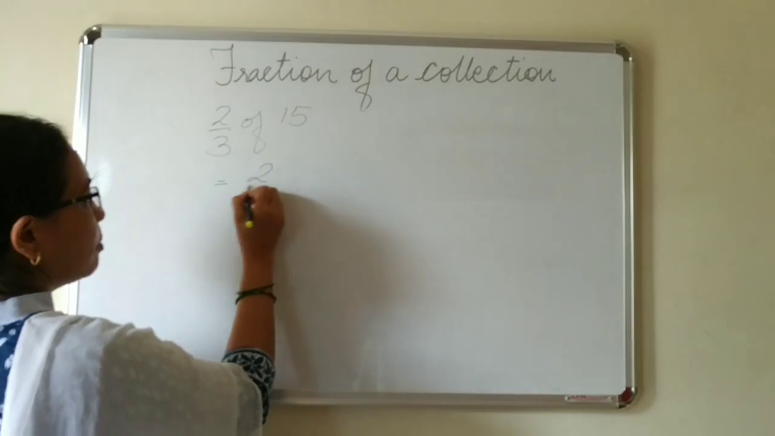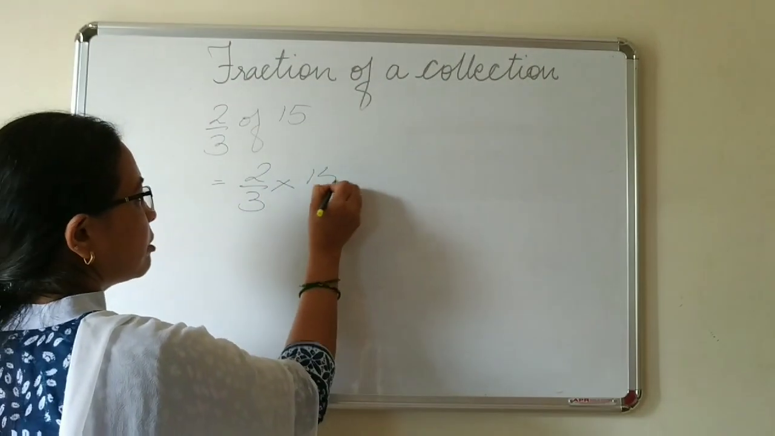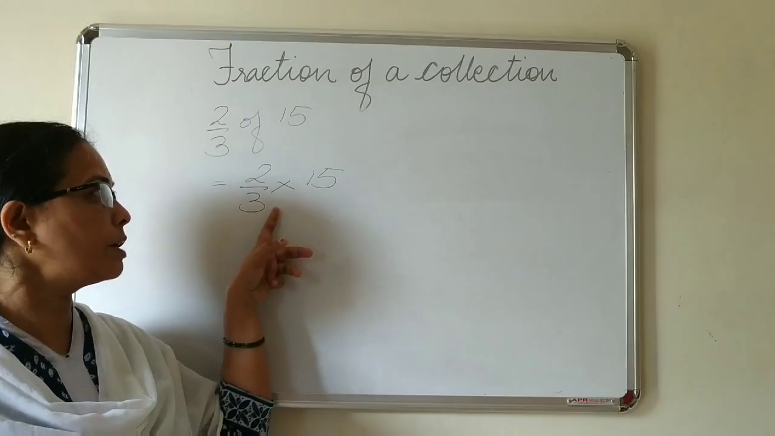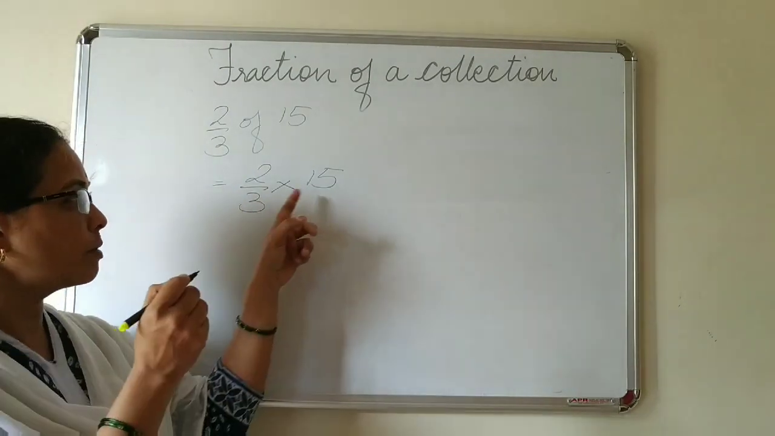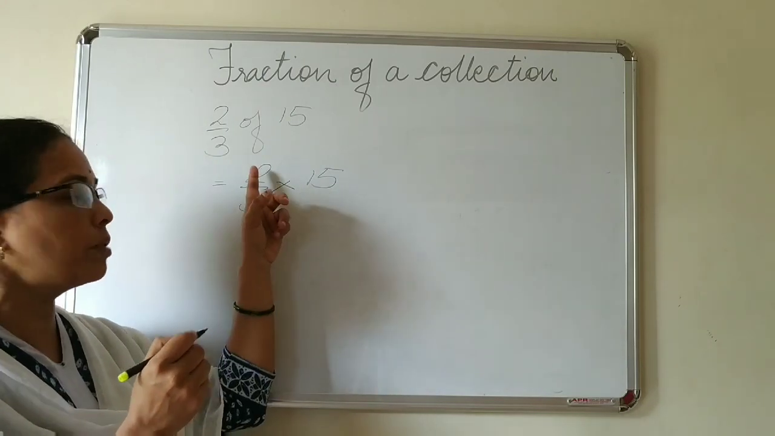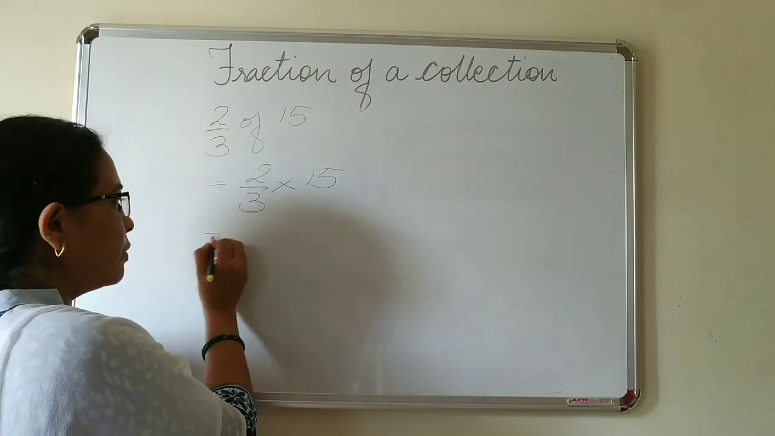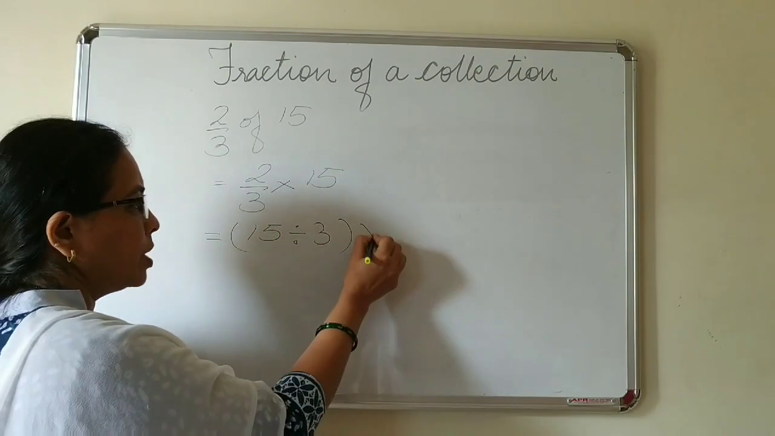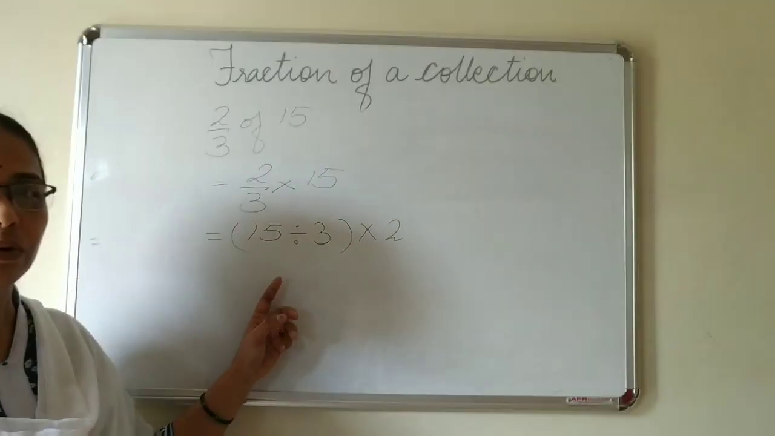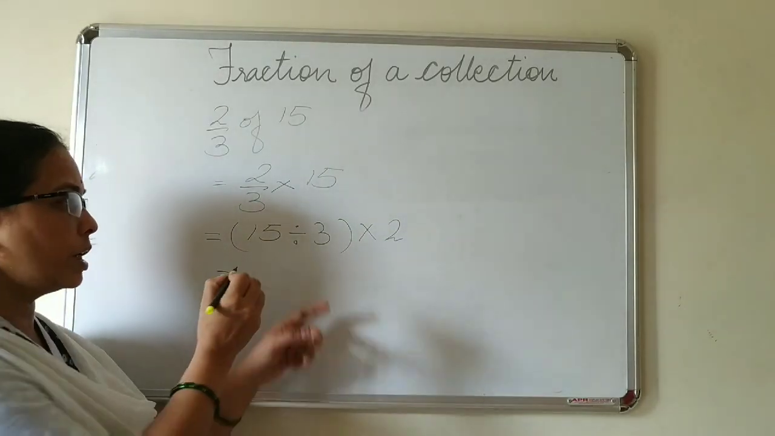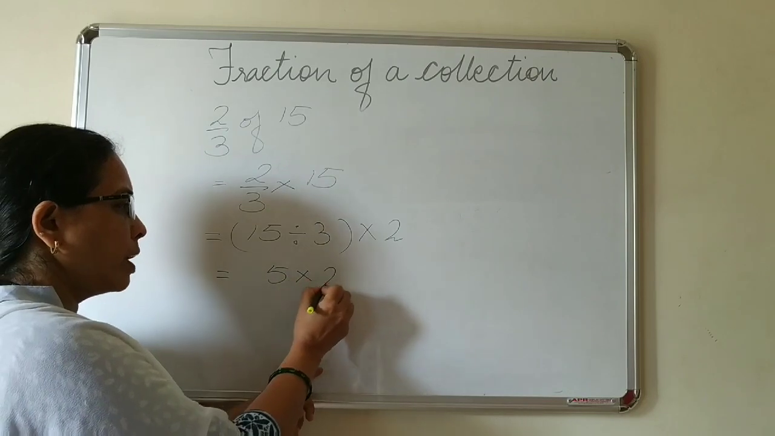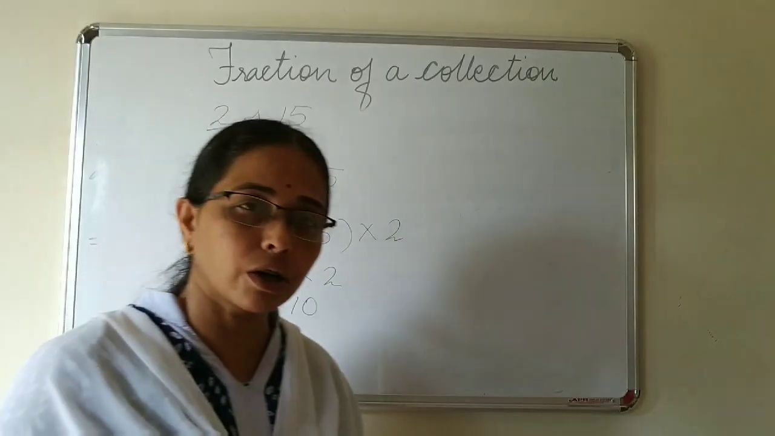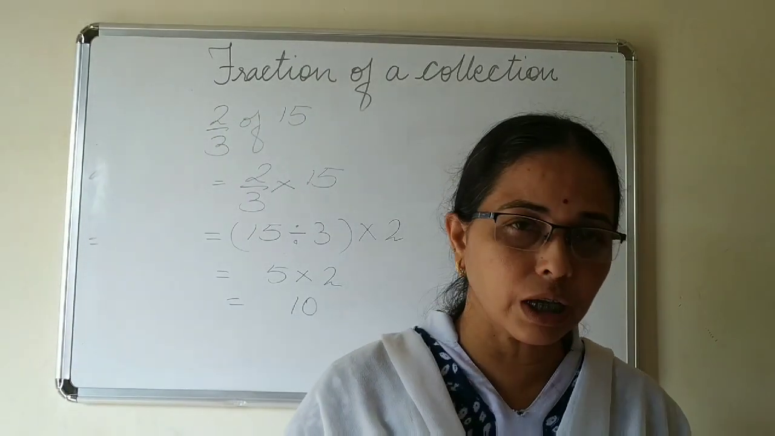See, 2/3 multiplied by 15. Even though this multiplication is written, 3 will divide. You will divide this 15 by 3 and multiply by 2. So how will we write? 15 divided by 3 multiplied by 2. So 15 divided by 3 is 5, multiplied by 2. You are going to give me 10 chocolates. Are you getting that?